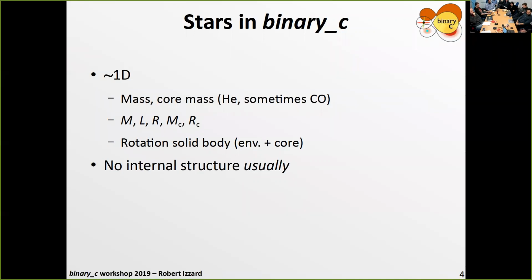Most of the time, you only care about the mass and the luminosity and the radius of the star. You don't really care about what it looks like inside. So that's why it's much faster, because we neglect all of this. And we don't calculate things like diffusion in the star because of mixing and stuff like that. So that's all done in the stellar evolution codes that produce these tracks.